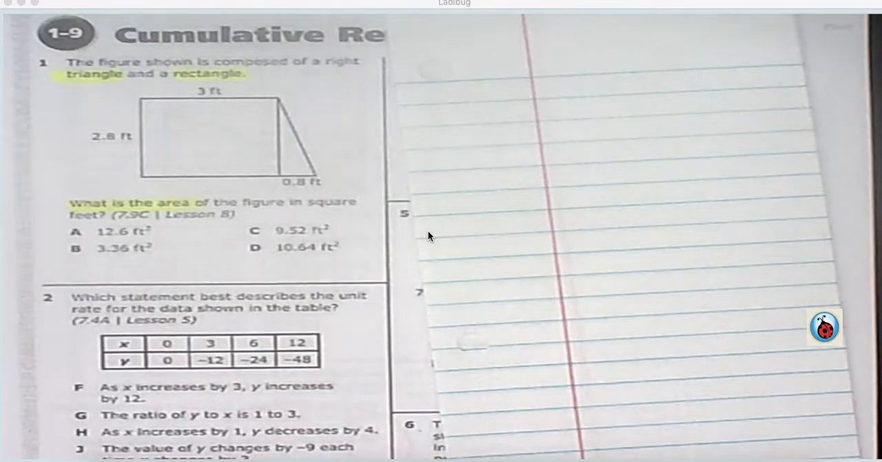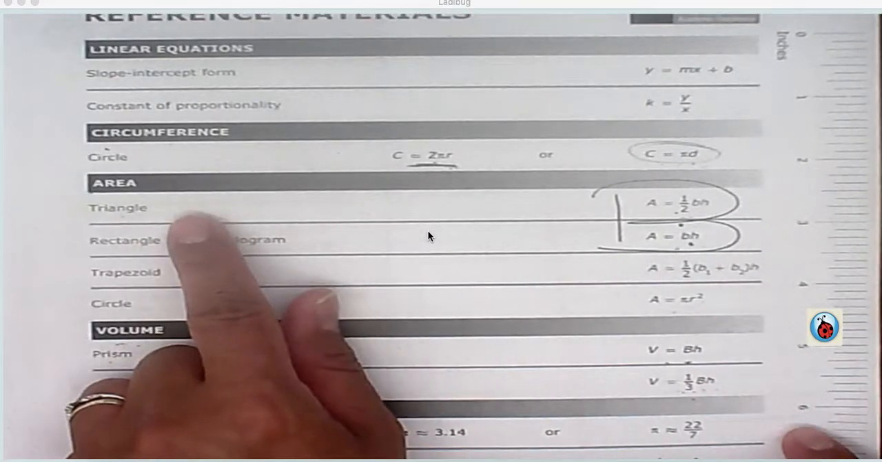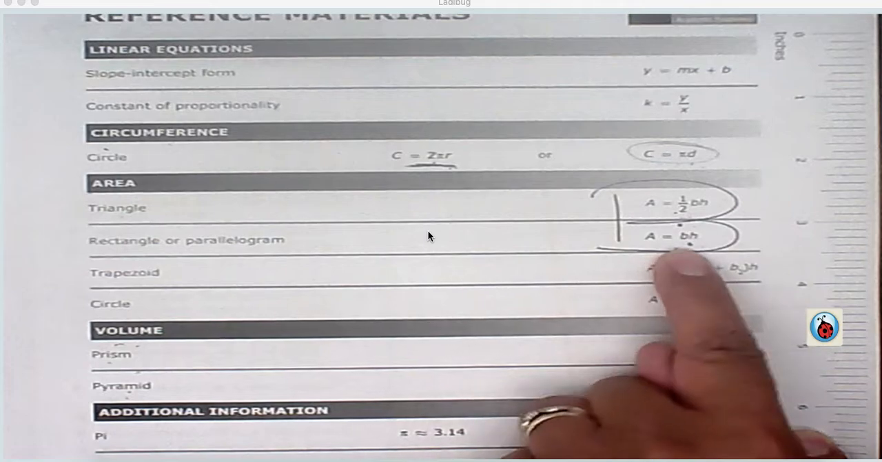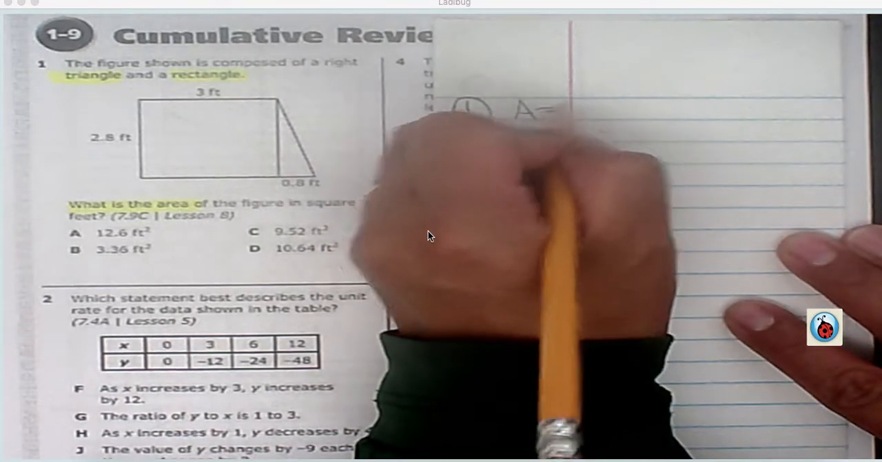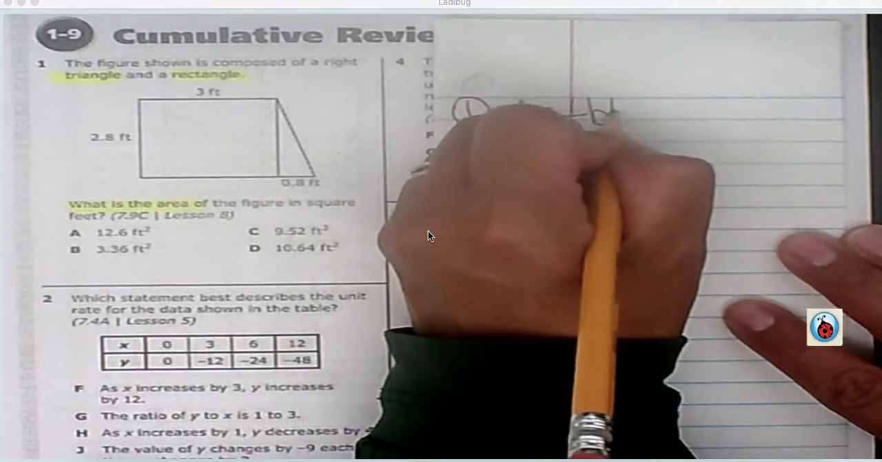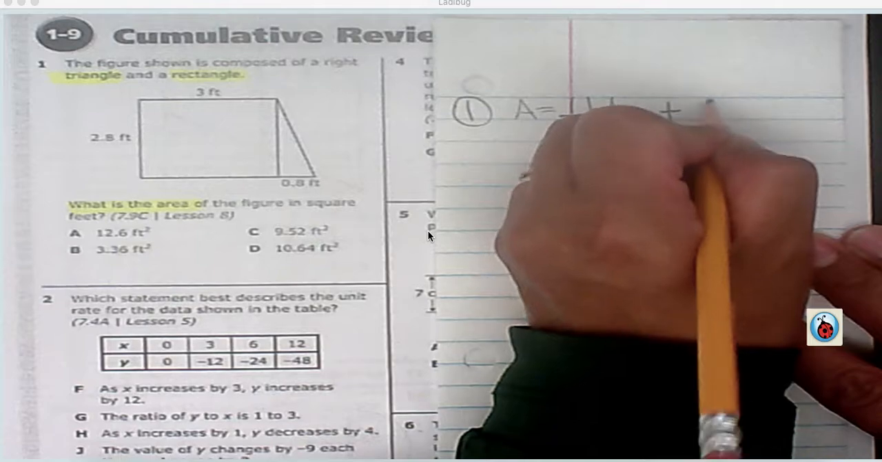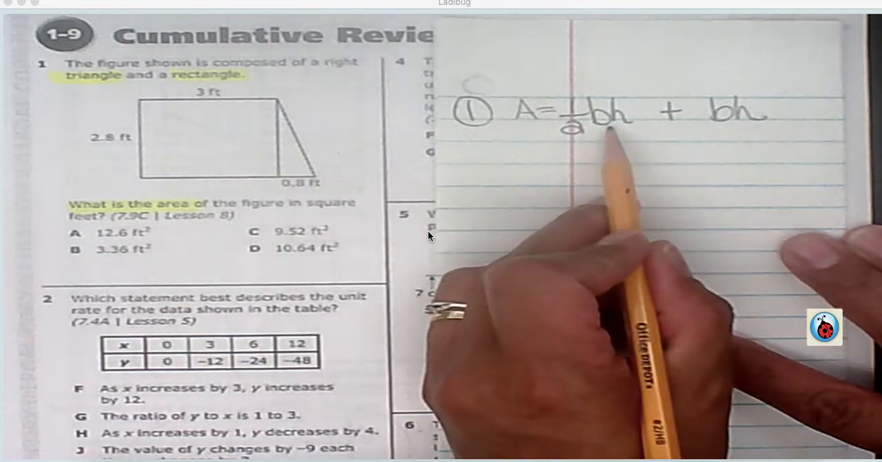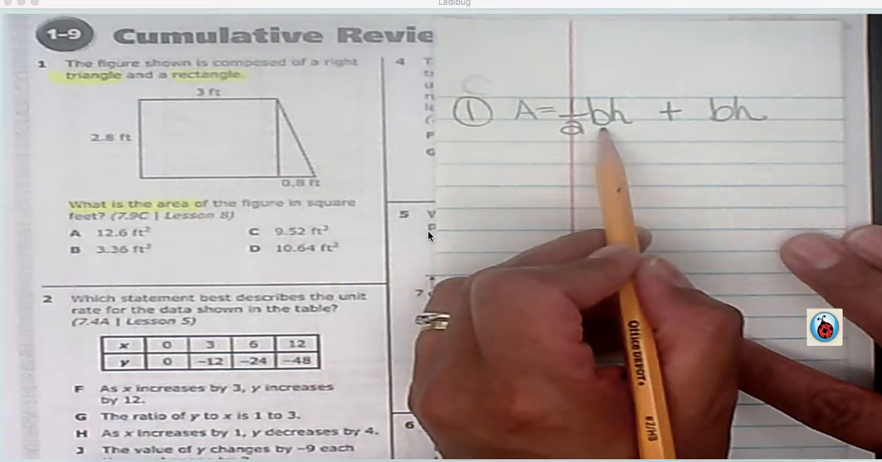So if you go to your formula chart, your toolbox, you're going to grab those formulas for area of a triangle, 1/2 base times height, and a rectangle, base times height. Because that's the first thing you should jot down. So 1/2 base times height, and then I'm going to include the area of the rectangle, base times height. Now we're going to go look for the dimensions or measurements of each shape.